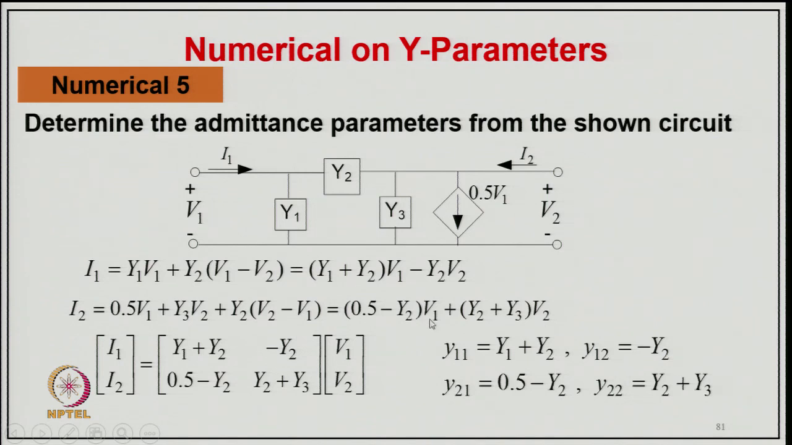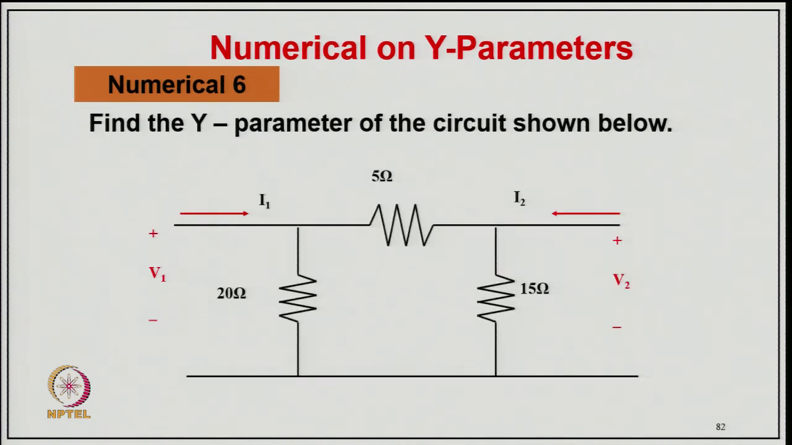So, this we represent in terms of V 1 V 2, here also V 1 V 2, I 1 I 2, putting I 1 I 2 in terms of V 1 V 2. So, you have the parameters here: first parameter Y 1 1 will be Y 1 plus Y 2, Y 1 2 will be minus Y 2, Y 2 1 will be minus Y 2, and Y 2 2 will be Y 2 plus Y 3. This becomes the admittance parameters of this network.